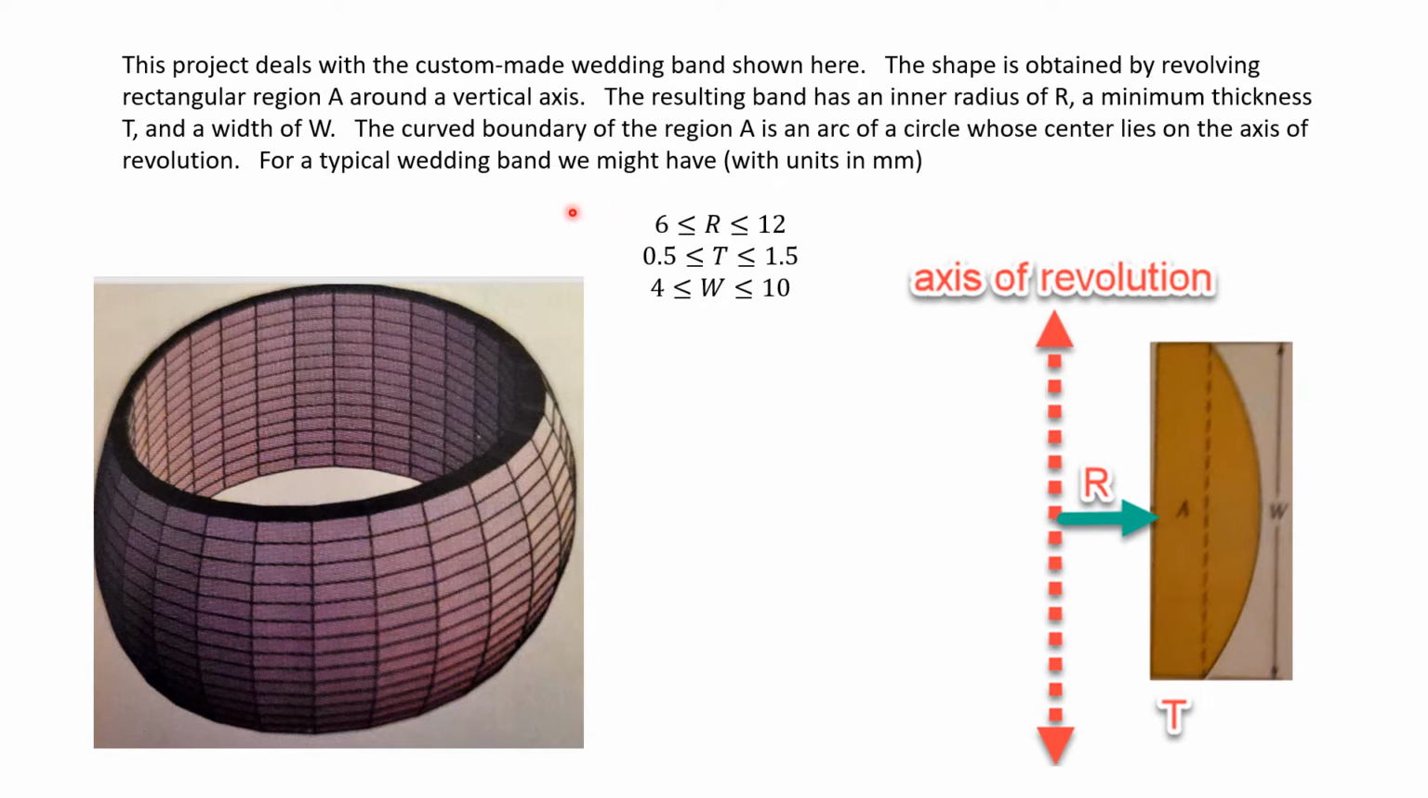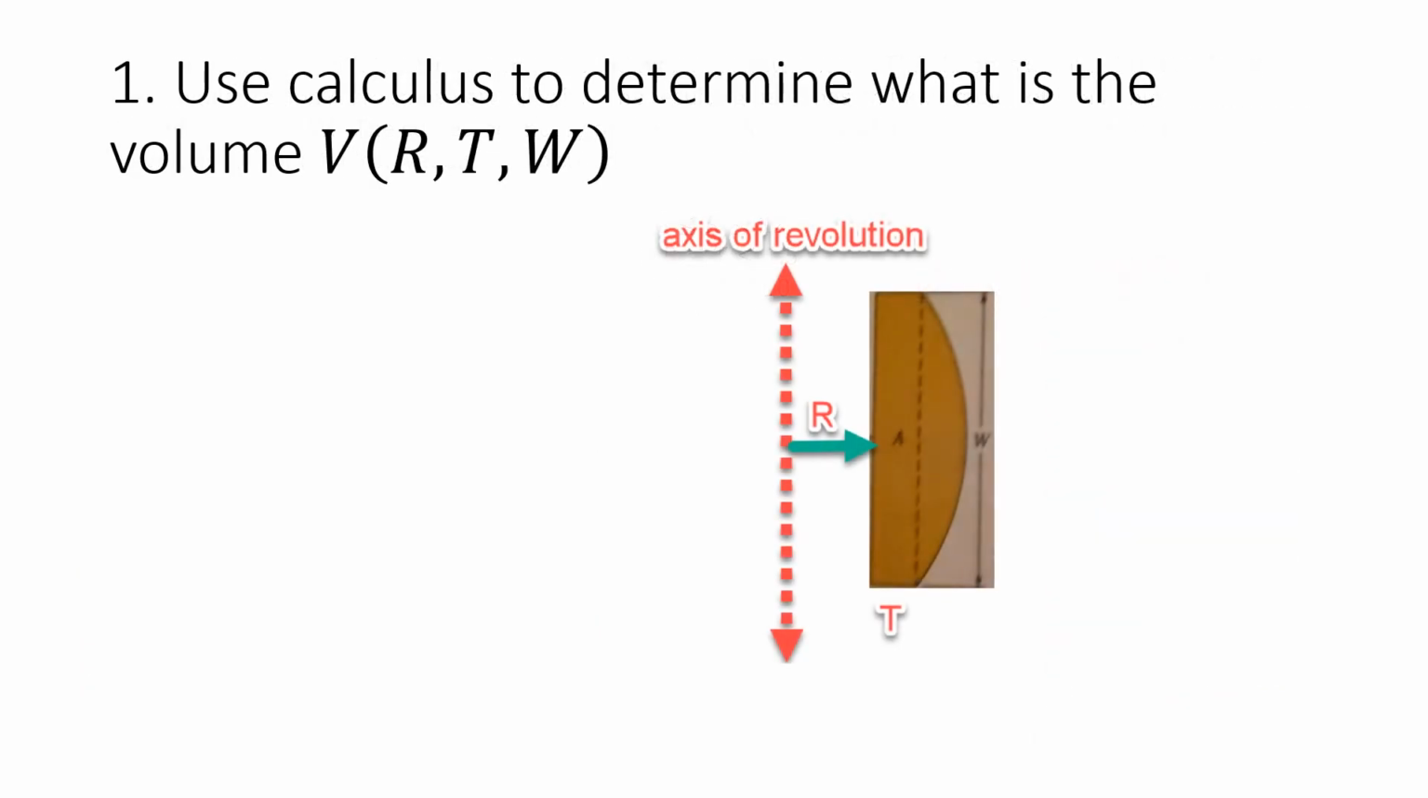Now, for a typical wedding band, and these units would be in millimeters, R might be between 6 and 12, depending on the ring size. T could be between 1/2 and 1 1/2, and W, this distance from here to here, is between 4 and 10. So the low stakes assessment asks you several questions. Number one is, you're to use calculus to determine what is the volume V of this ring as a function of three variables, R, T, and W.